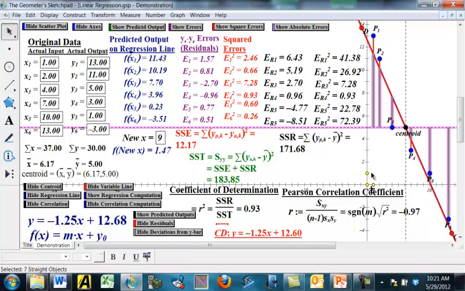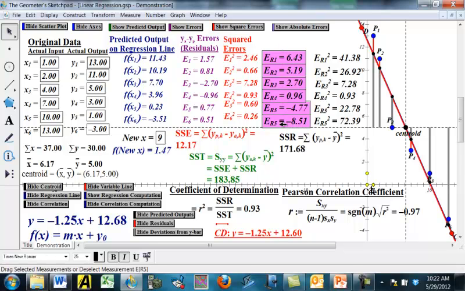So these are the predicted outputs, you can see, and the gray lines there are the deviations of the predicted values from the y-bar. So those gray lines, with positive or negative on them, are these values right here.